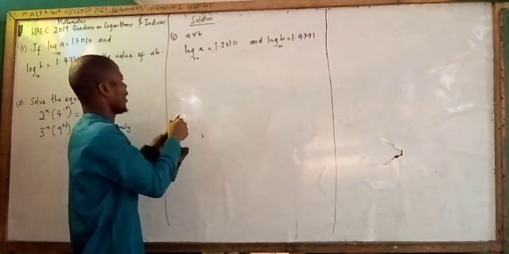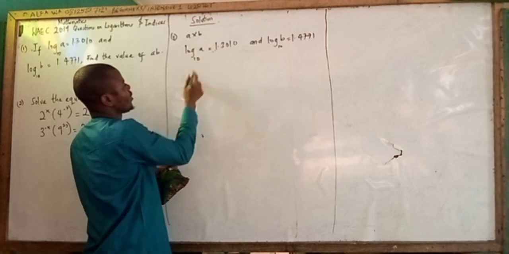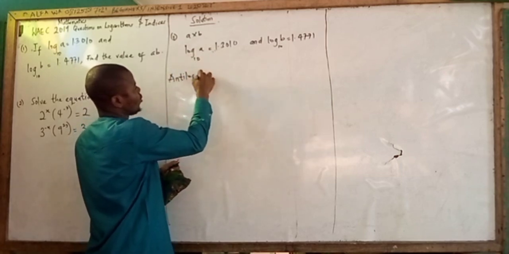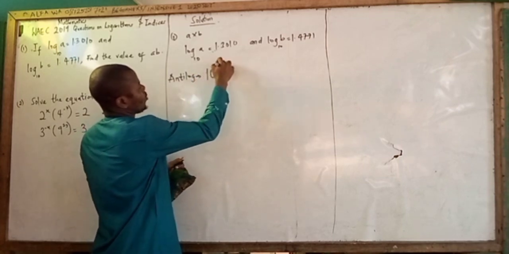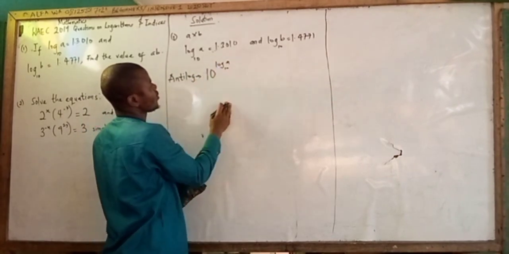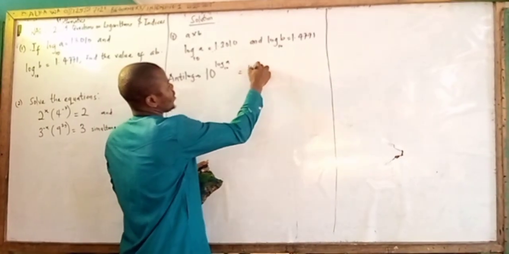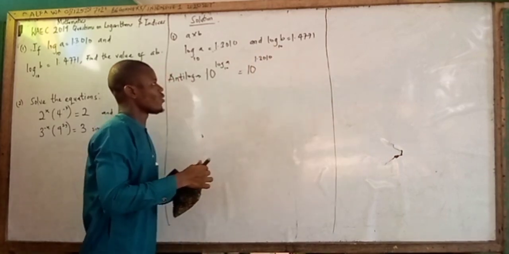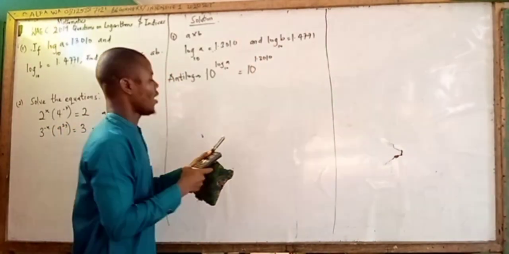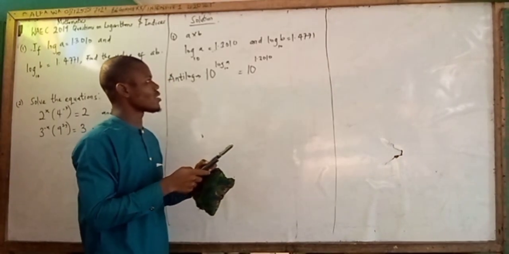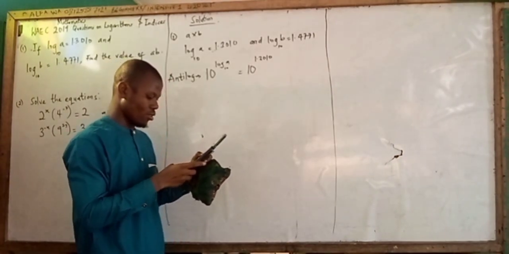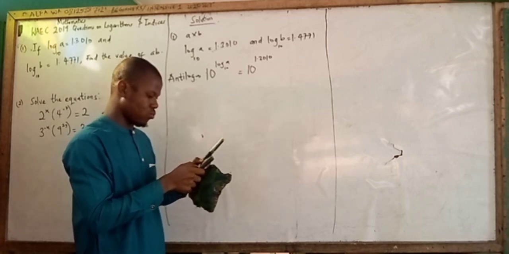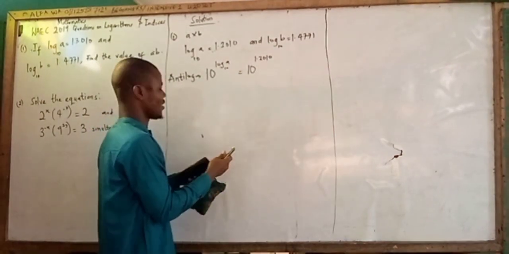So antilog of log A to base 10. So we have something like this. Antilog of log A to base 10. So we take the antilog of 1.3010. Antilog of 1.3010 will give us 19.99.